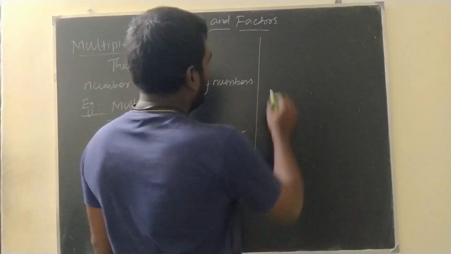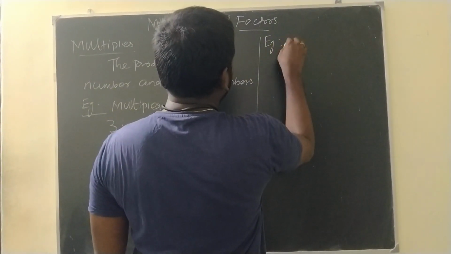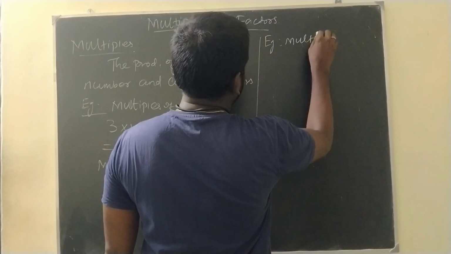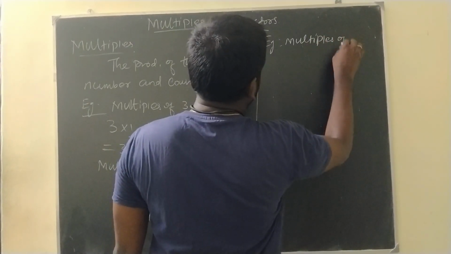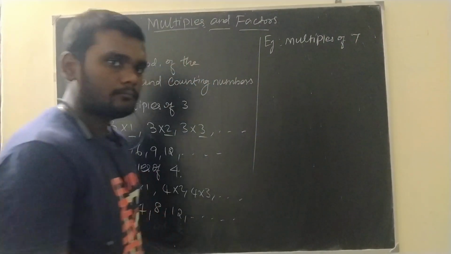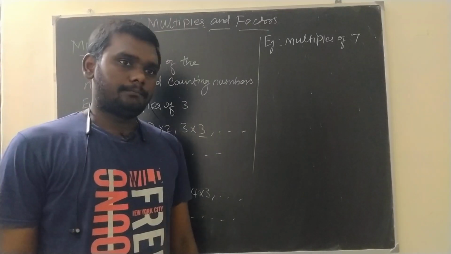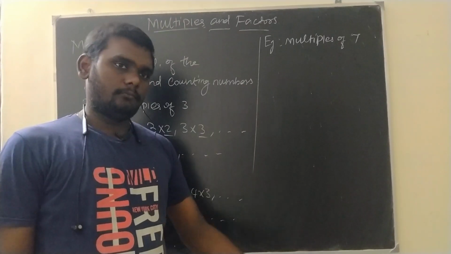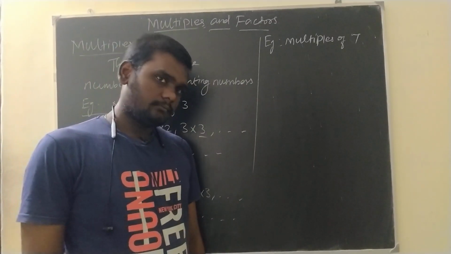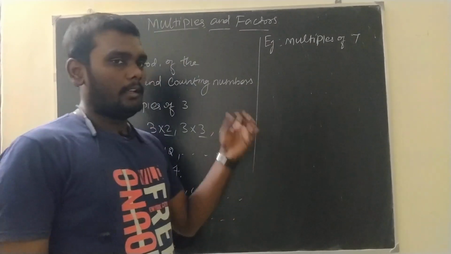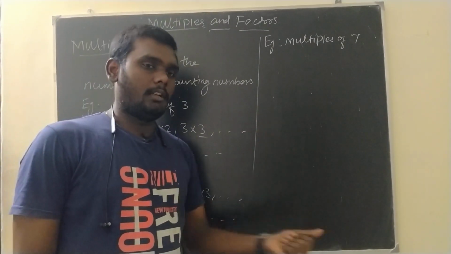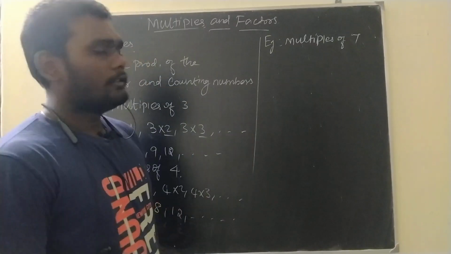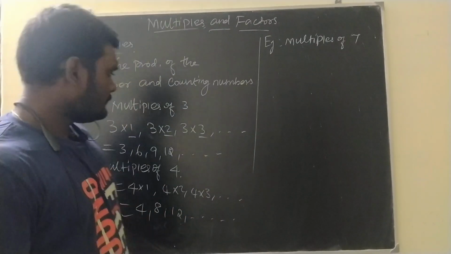Can you say what are all the multiples of 7? That is all. And so on it goes. Okay, 7, 14, 21, 28, 35 and so on it goes. So that simple it is.